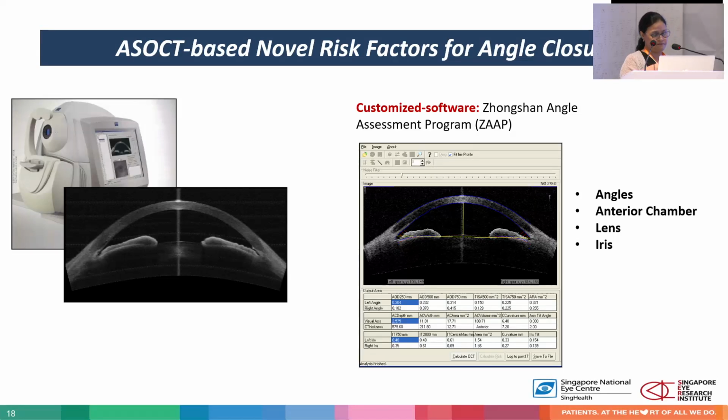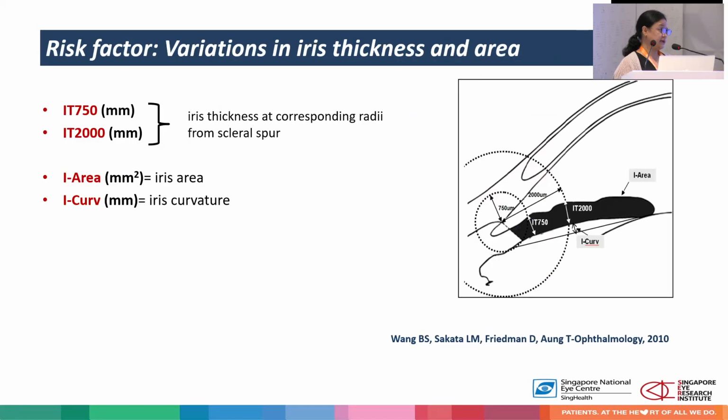The ones I'm familiar with are the Zhongshan Angle Assessment Program, the Academia, as well as the ASAP. All of them give a similar output, which is measurements of the angles, the anterior chamber, lens, and iris. So I'll just go through the risk factors that were identified for angle closure.